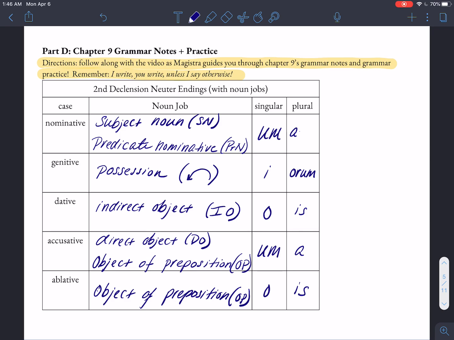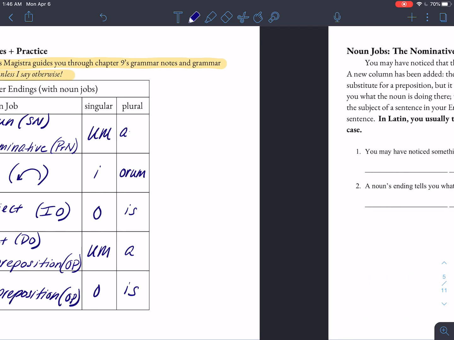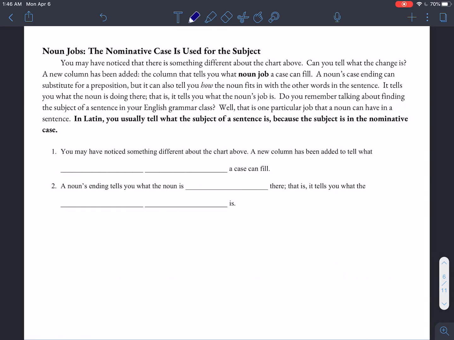Okay, so if you need more time to do this, you can always pause the video and write these down. But if you're ready, I'm going to move on to the next part of this. Okay, we're going to do some grammar notes. All right, so the way this works, I'm going to read it out loud, and then we're going to fill in the answers on the bottom.